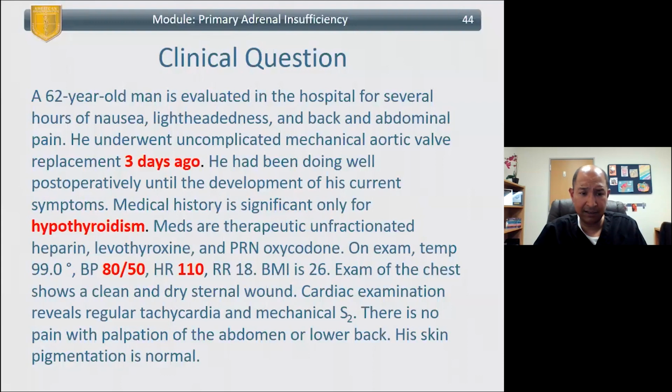On exam, his temp is 99 degrees. His blood pressure is bolded at 80/50. That's not good. He's hypotensive and tachy at 110. Not tachypneic yet at 18. BMI is 26. Remainder of the chest exam shows a clean, dry sternal wound. Cardiac exam reveals tachycardia and a mechanical S2 now because he has a mechanical aortic valve. There is no pain with palpation of the abdomen or low back, but his skin pigmentation is totally normal, so he does not have pigmented skin. All right.